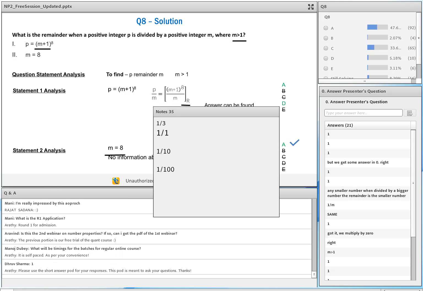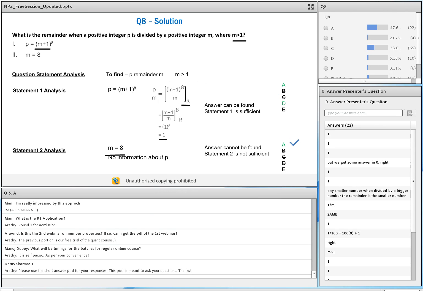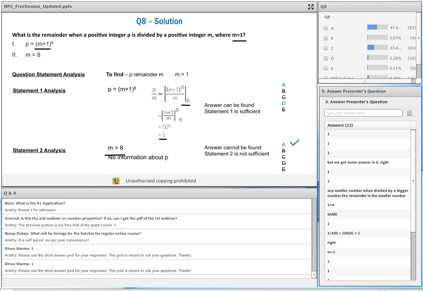What if 1 is raised to the power 1567? It's still 1. That's the property of 1. The whole concept of 1 is that it's a number which, when multiplied by itself, leads to the same number. That's the uniqueness of 1. Yes, for all values of m, you get 1 as the remainder. Why? Because p is m plus 1.